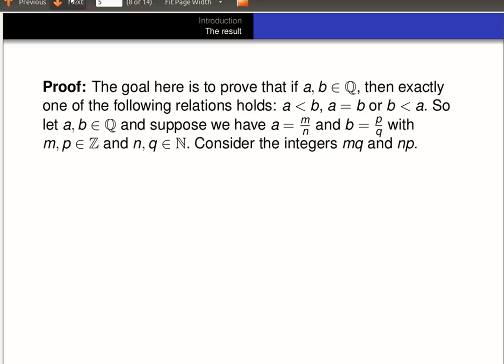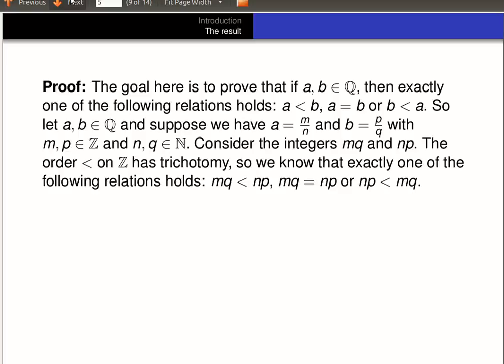Now let's consider the integers m q, and n p. We know that the ordering on the integers has trichotomy. That's one of the axioms we use to define the integers. Okay, and since the order on the integers has trichotomy, we know that exactly one of the relations holds between these integers. So exactly one of these holds, either m q is less than n p, or m q is equal to n p, or n p is less than m q.